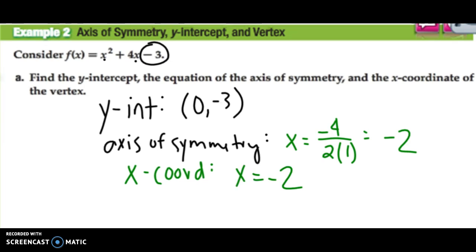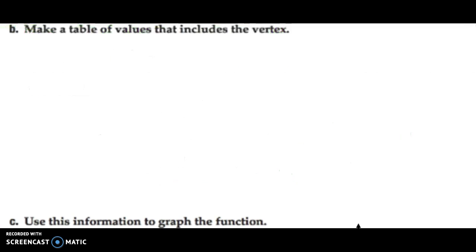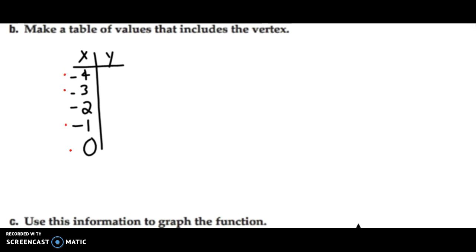Okay, perfect. So we're already on the way to graphing our equation. Now it says make a table of values that includes the vertex. So when you do this, what you can do is make your table. And generally what I like to do then is take that negative 2 and put it right in the middle. So this will be negative 3, this will be negative 4, and this will be negative 1 and 0. And you'll notice that these two are going to mirror these two, right?